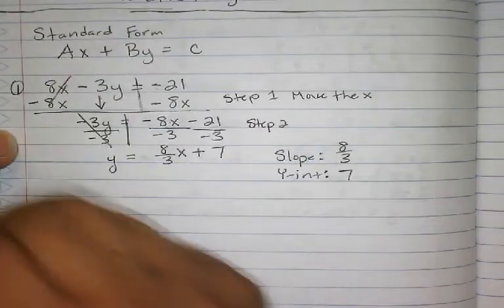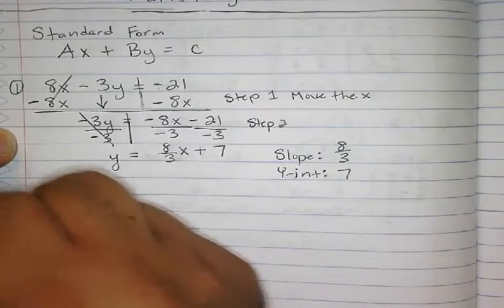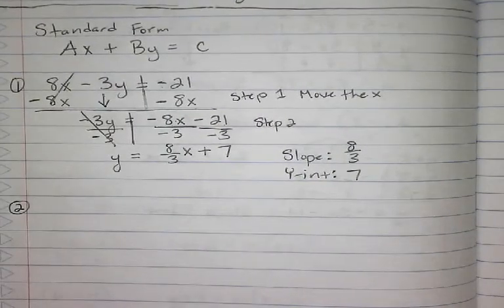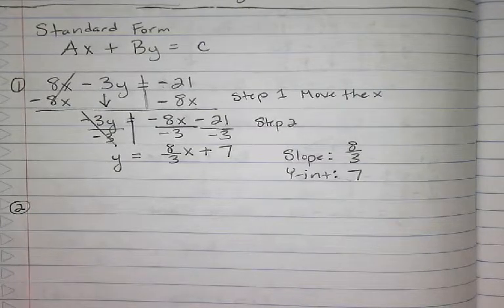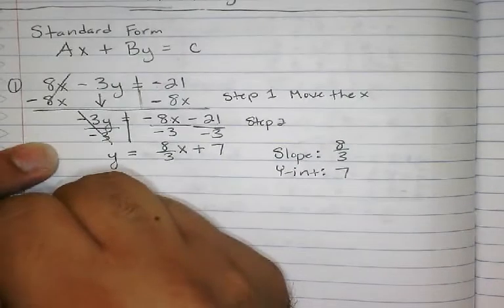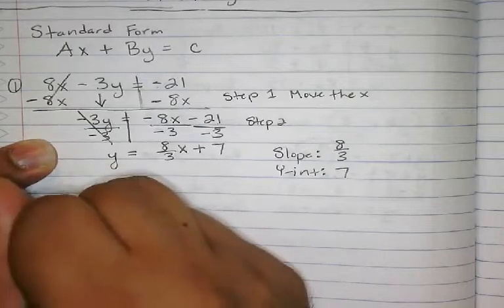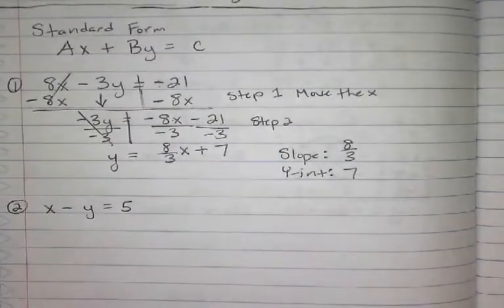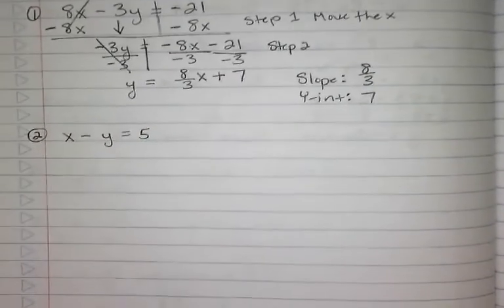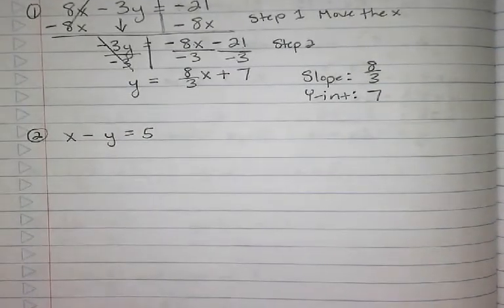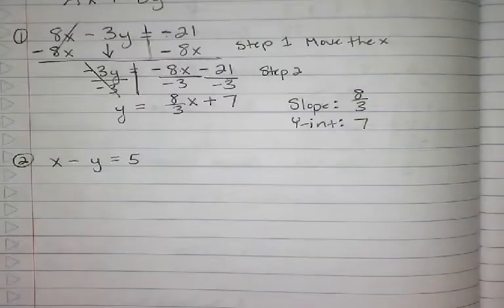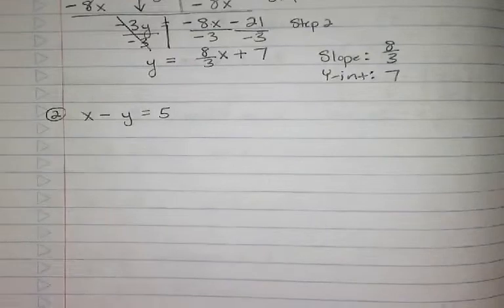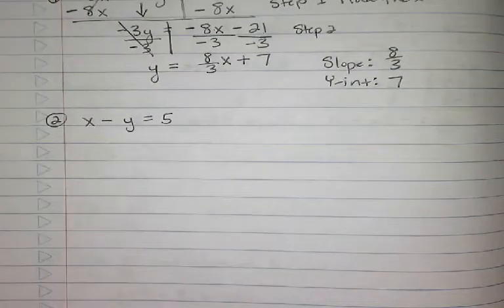Okay? We'll do another one. We'll do a couple more and then I'll let y'all practice. Alright? Let's say we have x minus y equals 3. Oh, I said 3, my bad. x minus y equals 5.